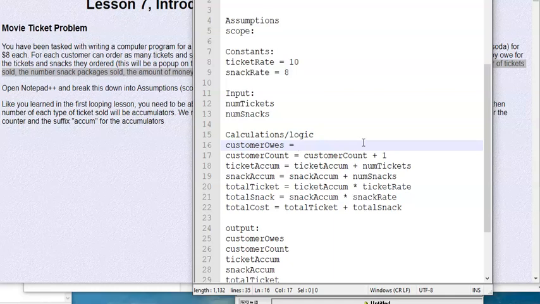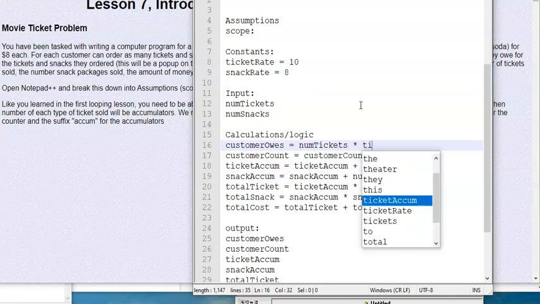So customer owes. So on this one, it's going to be, let's see, customer owes. And let's see what we want to do for that. All right, so how do we figure out how much the customer owes? Well, that's going to be the number of tickets times the ticket rate plus the number of snacks times the snack rate and add both those together. So that's complex math. So we're not going to do that for sure. So what does the customer owe? And that is going to be the num tickets times the ticket rate.